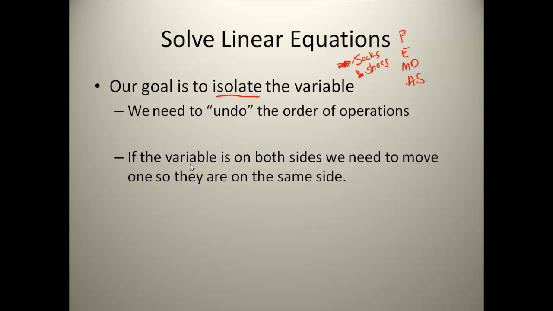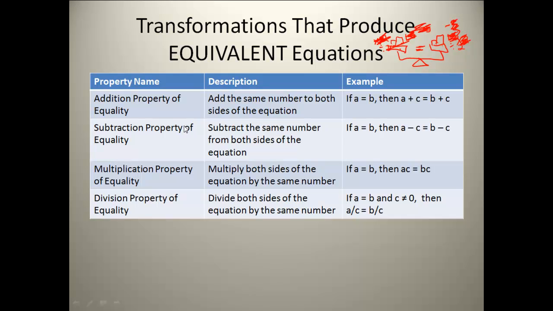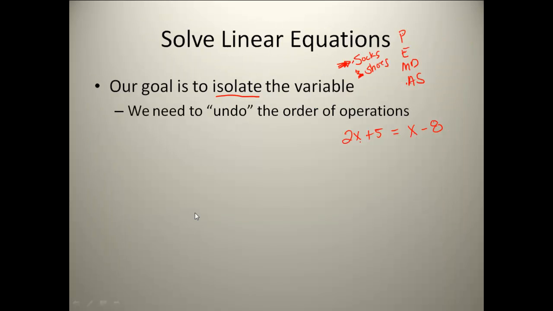Sometimes you'll run into the situation where the variable is on both sides of an equal sign. So let's say we had 2x plus 5 is equal to x minus 8. If that's the case and you've got the same variable, but it's just on opposite sides of the equal sign, we need to move one of them so that they are on the same side and can be combined. And we would move them by using those properties over here: the addition property of equality, subtraction, multiplication, or division.